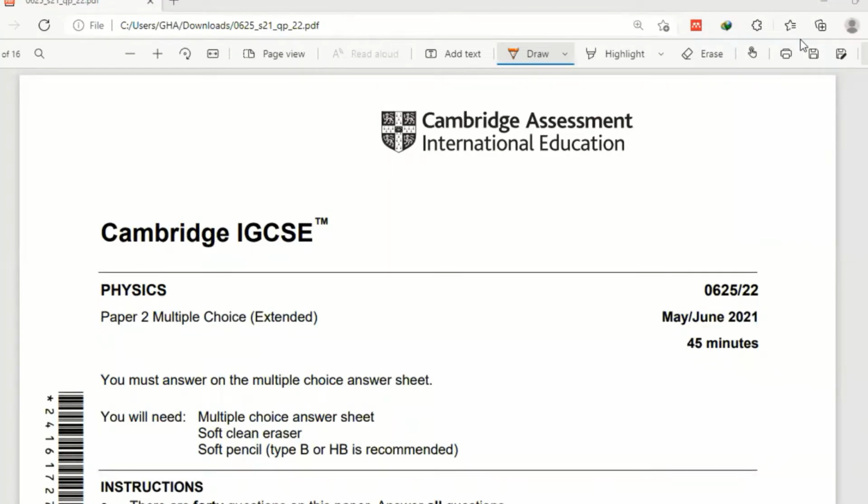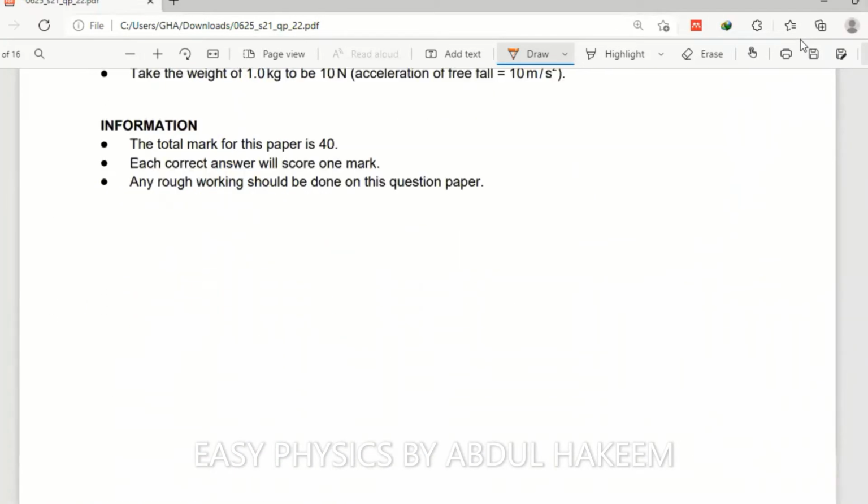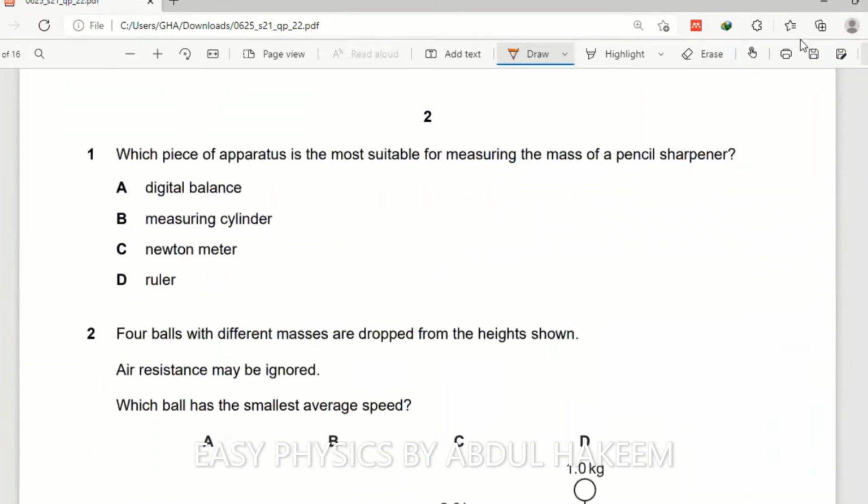Okay, this is IGCSE paper, May/June 2021, paper 2.2. This is the extended multiple choice question, MCQ paper. Move to question number 1.